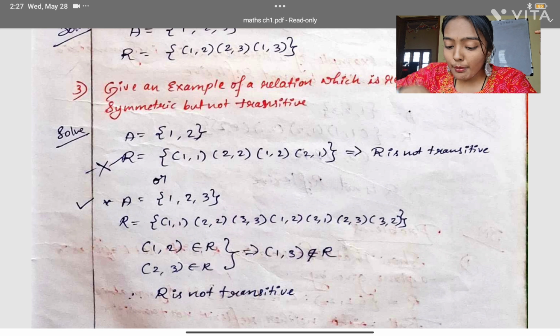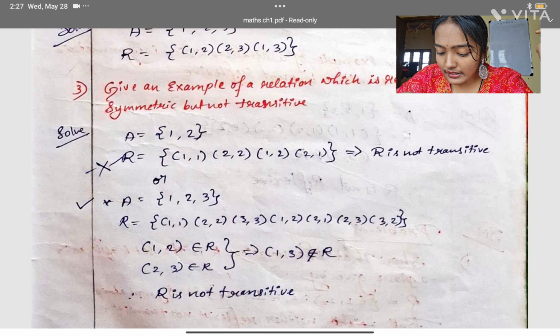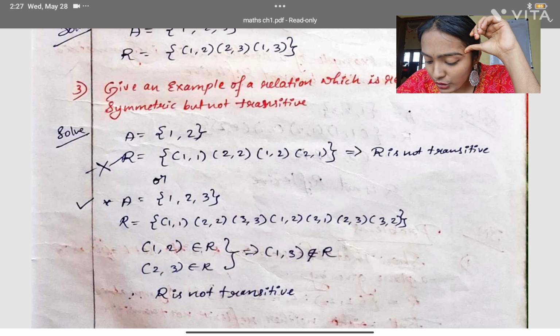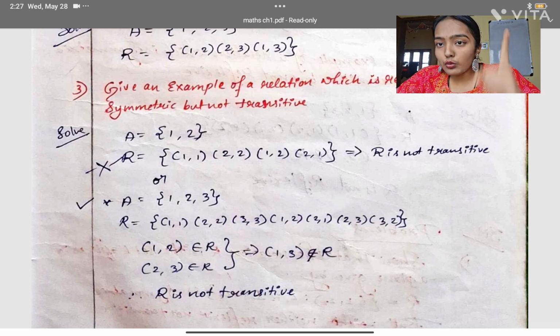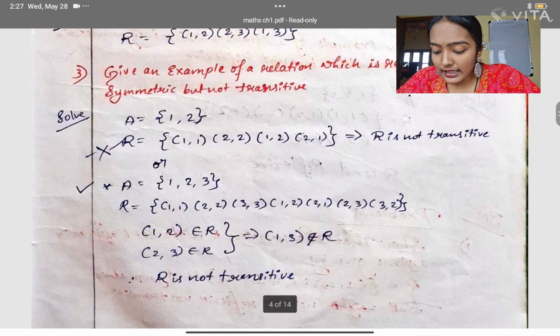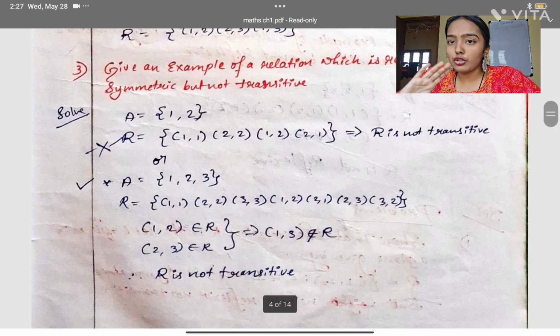It becomes transitive. But here what are they asking? They are asking that it should not be transitive. So that's why we did not put (1,3). That is the reason I didn't understand. Okay, so (1,3) shouldn't be there, because if we put (1,3) and (3,1), then the relation would become an equivalence relation. That's why it will not fit the question condition. Okay, that's why we say that (1,3) does not belong to R.